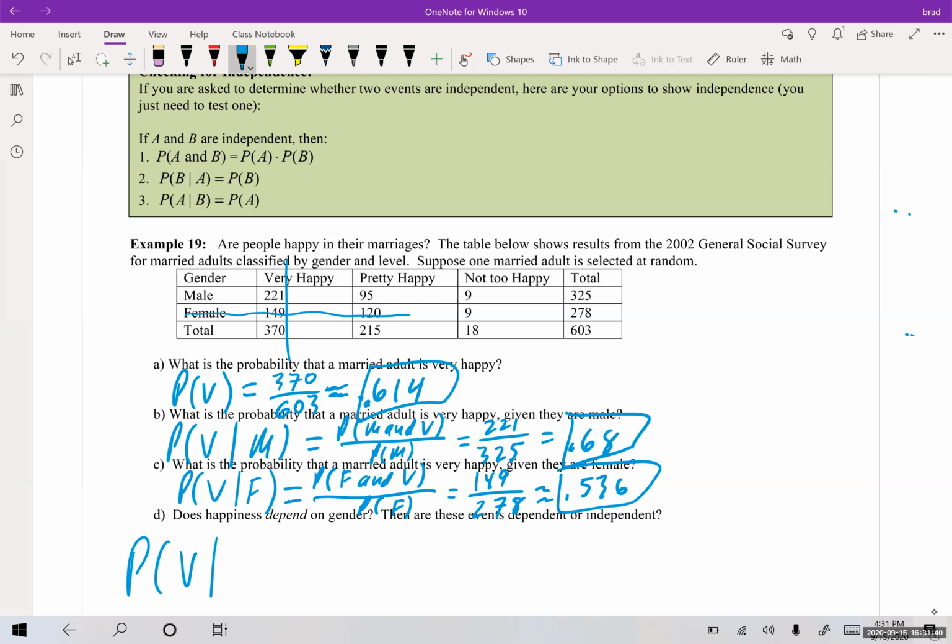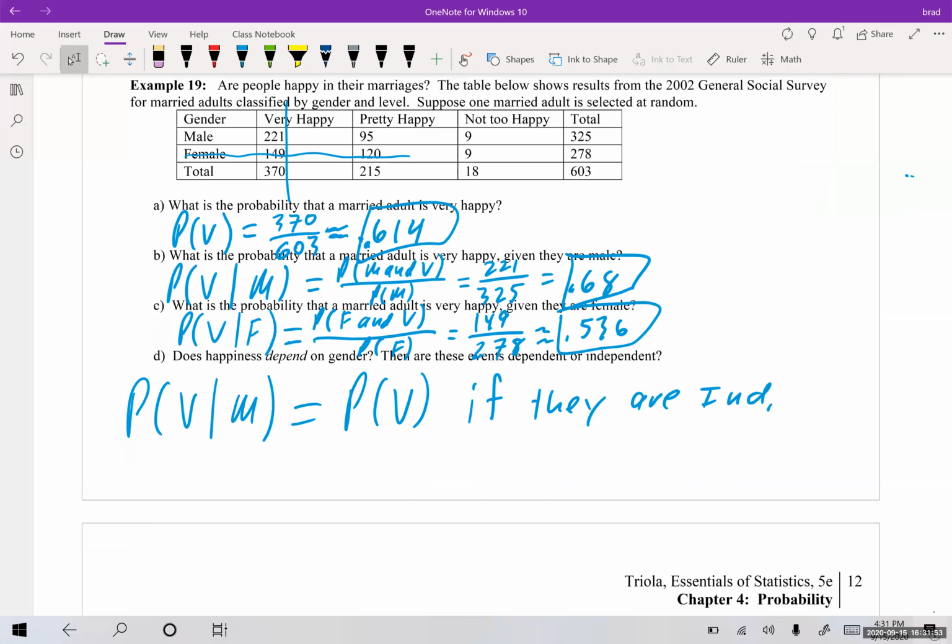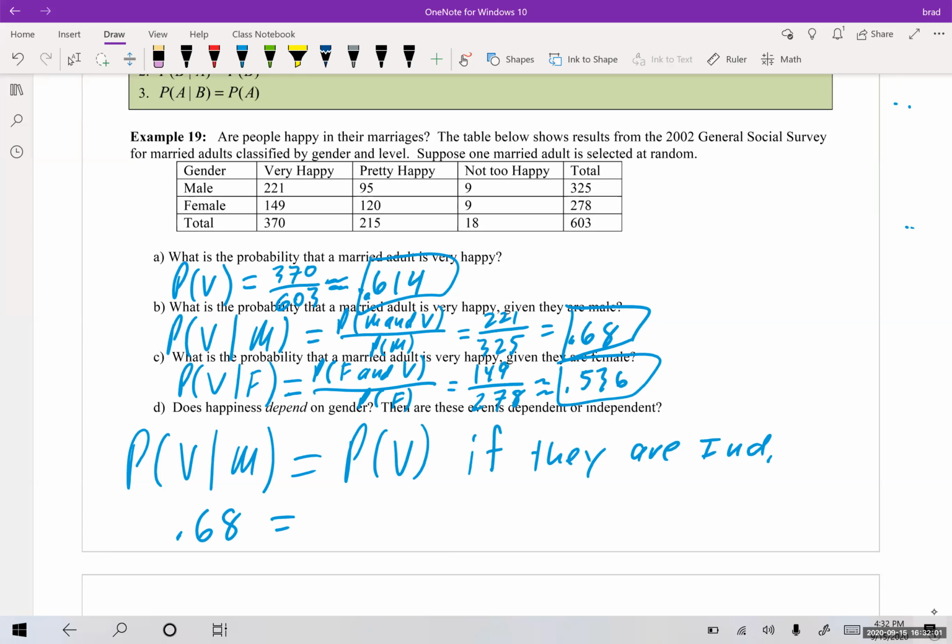Probability of very happy given male should equal the probability of very happy if they are independent, right? So let's see, probability of very happy given male is 0.68. Probability of just being very happy would be what? Very happy would be 370 out of 603. All I did was take 370 and divide it by 603. Oops, we already know this one. Sorry about that. That's right here. That's 0.614. That's this one right here.